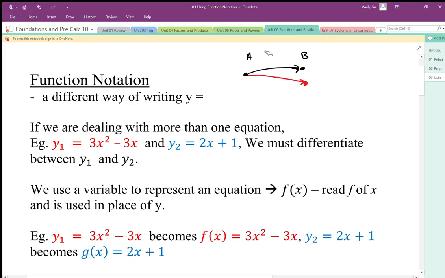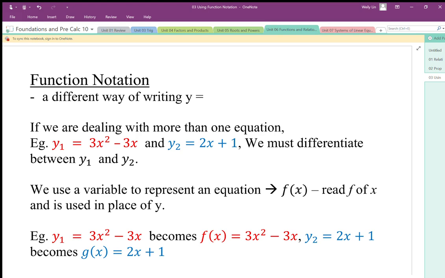So that's functions. What we're going to look at today is a way to write functions, and we use something called function notation. For the most basic concept of it, the first layer of understanding, it's really just a different way of writing y.